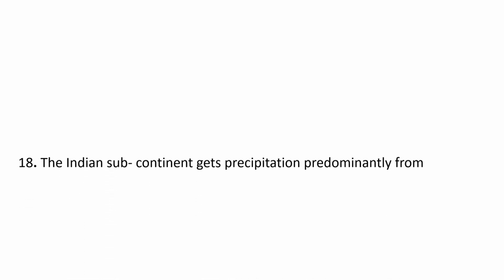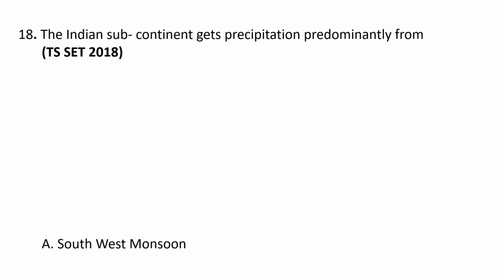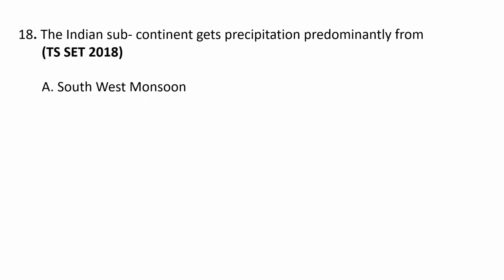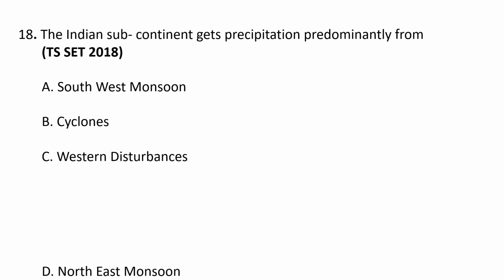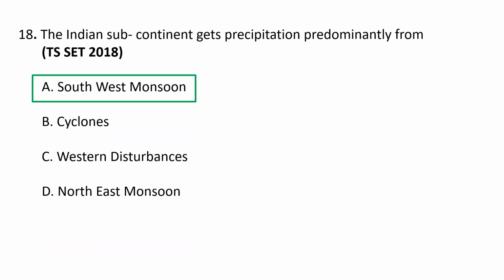Next question. The Indian subcontinent gets precipitation predominantly from A. Southwest monsoon, B. Cyclones, C. Western disturbances, D. Northeast monsoon. So generally the Indian subcontinent gets precipitation predominantly from the southwest monsoon. It's a rainy season and it begins in June and extends up to September. Whereas the northeast monsoon is also known as the retreating monsoon and it mostly happens in the autumn season. So A is the correct answer.